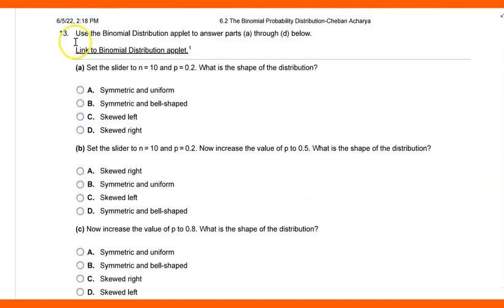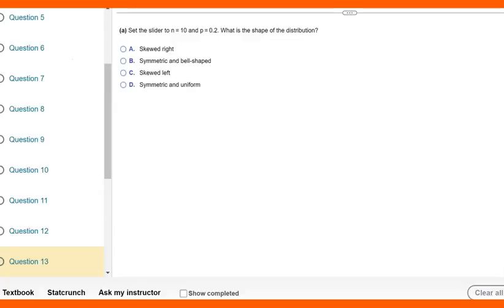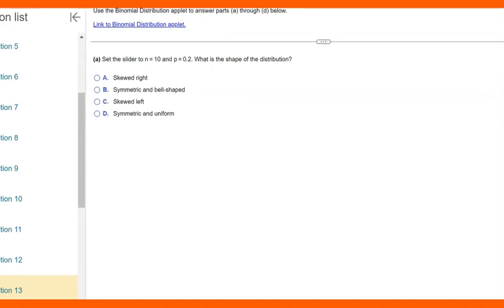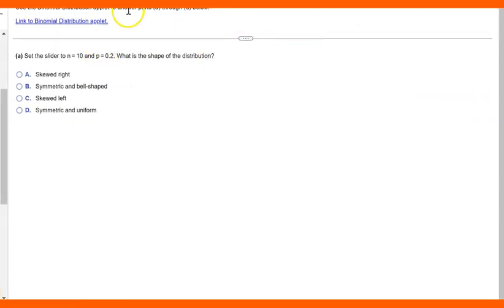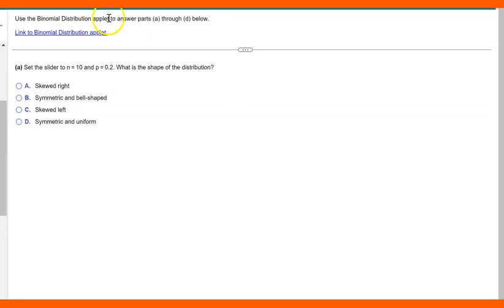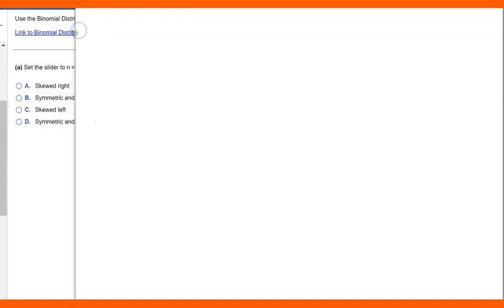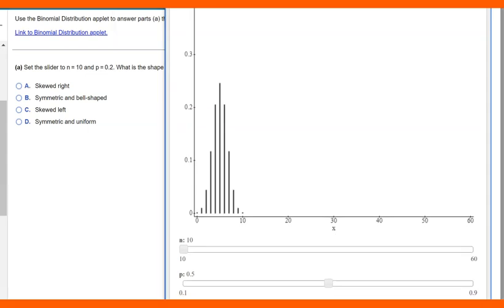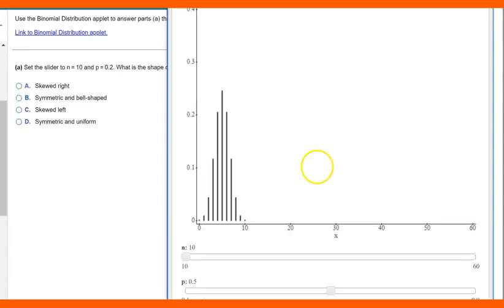Number 12 is done. Question number 13. At question number 13, use the applet. I'm going to show you the MyLab Math homework here, and that's what question number 13 looks like. Let me scroll down here. That's question number 13, and that's the applet link here, and it says use the binomial distribution applet to answer parts A through D. Here's the binomial distribution applet. It's open like that, and you see that there is a value for n and a value for p, right?